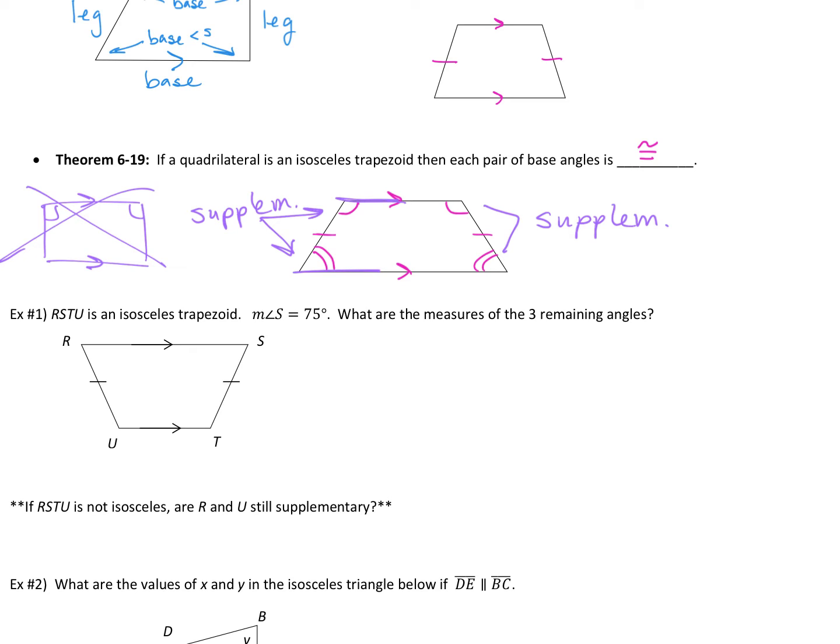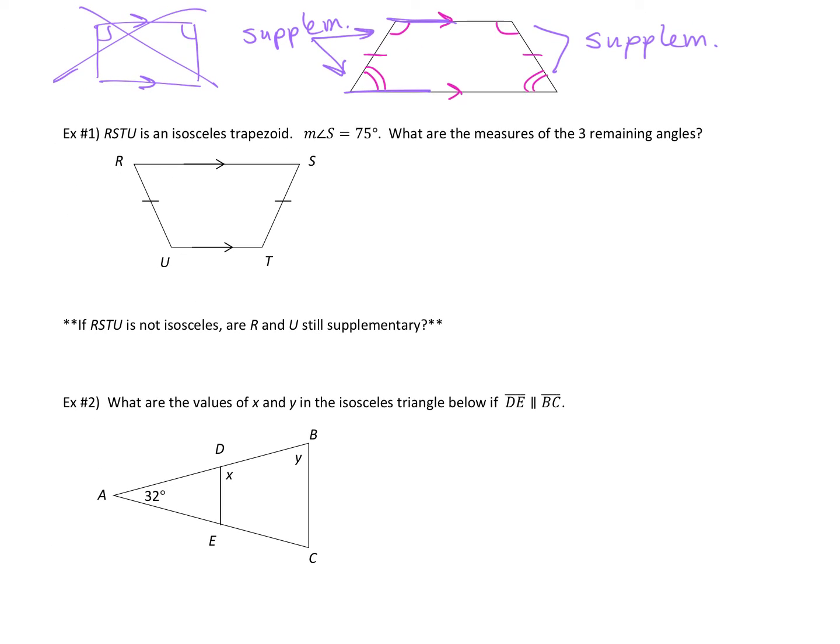Okay, so take a look at that first example then. It says RSTU is an isosceles trapezoid, which you can see from the markings, right? One pair of parallel lines, the legs are congruent. It says the measure of angle S is 75 degrees. What are the measures of the three remaining angles? What's angle R going to be? 75. Base angles are congruent, so 75 and 75.